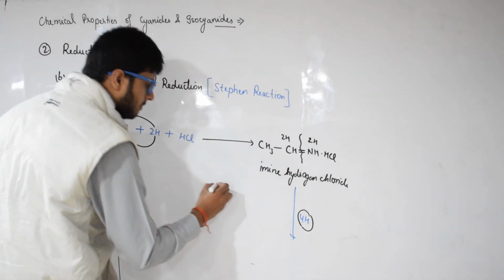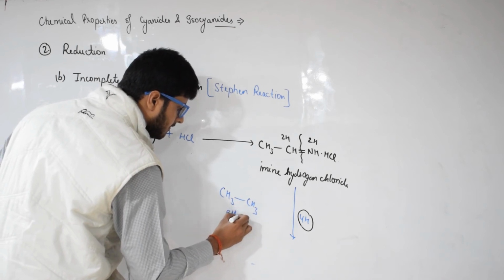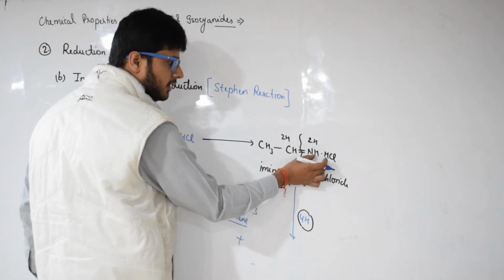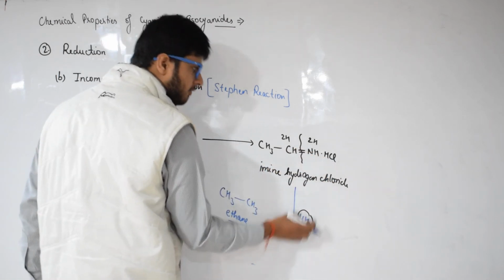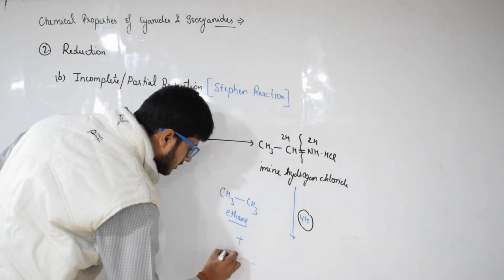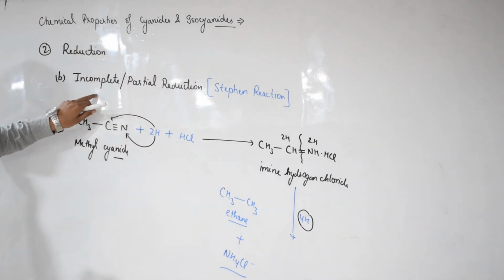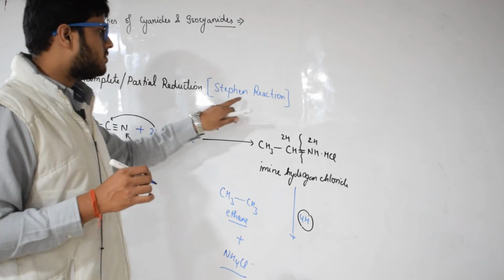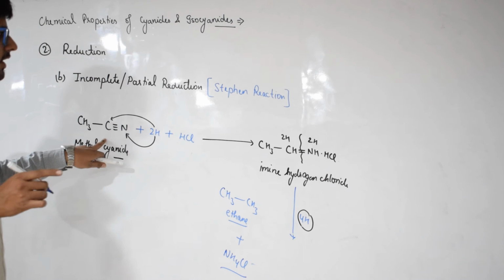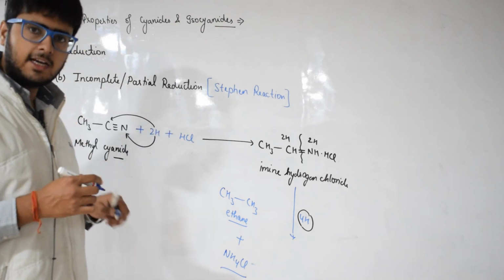A structure like this is obtained, CH3CH3, this is ethane, and also we have a molecule of NH4Cl, because already we have 2 hydrogens here. Again when 2 more hydrogen atoms are attached, it is NH4Cl, ammonium chloride. So, this is the partial reduction, also called incomplete reduction, and it is known by the name reaction, the Stephen reaction, and it is only possible in case of cyanides. The Stephen reaction is not possible in case of isocyanides.